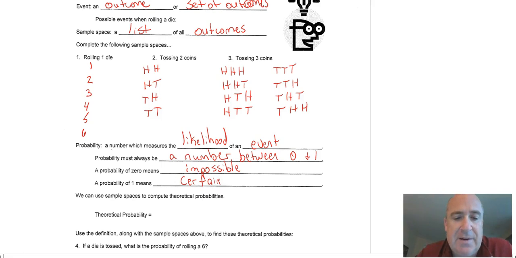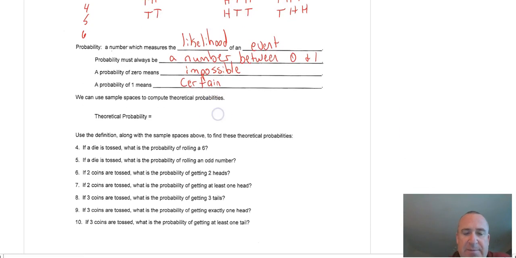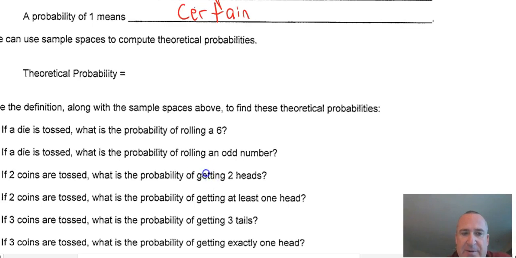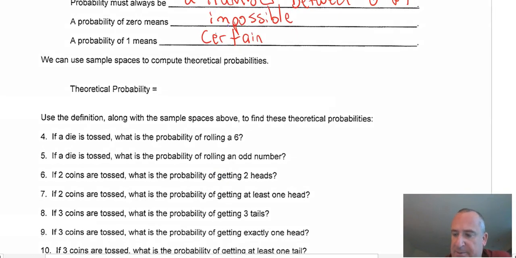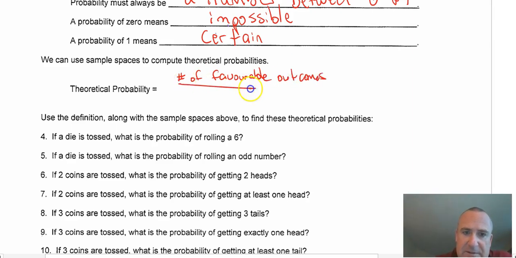So, for example, the probability that the sun will come up tomorrow is one because that is absolutely going to happen. We use sample spaces to help us calculate theoretical probability. Now, the formula for theoretical probability is the number of favorable outcomes divided by the total number of outcomes.